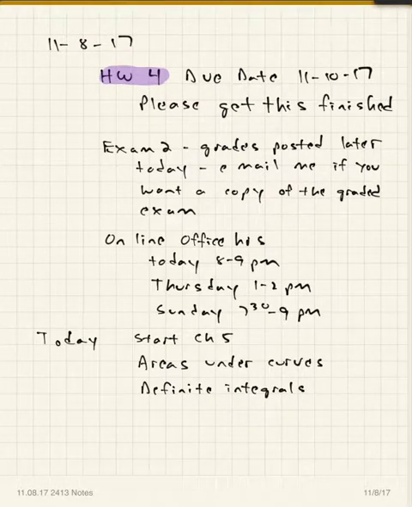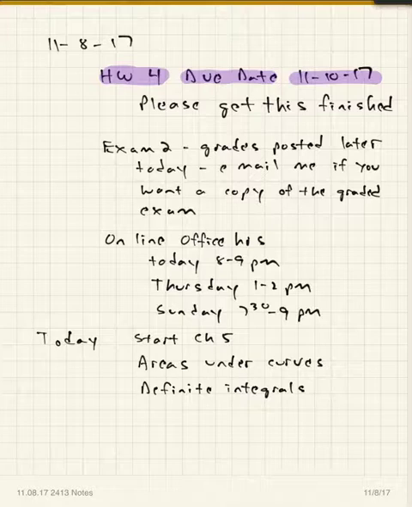But in the email, I did announce that homework 4's due date I would postpone till November the 10th. Please get this finished. Don't get behind on your homework. Send that to me as an attachment to an email as one PDF file. Please try to work on that and get that turned in. Don't hesitate to email me if you have questions. Don't hesitate to come by my online office hours if you have questions. I'd be happy to help you out. So that's due November the 10th by the end of the day.